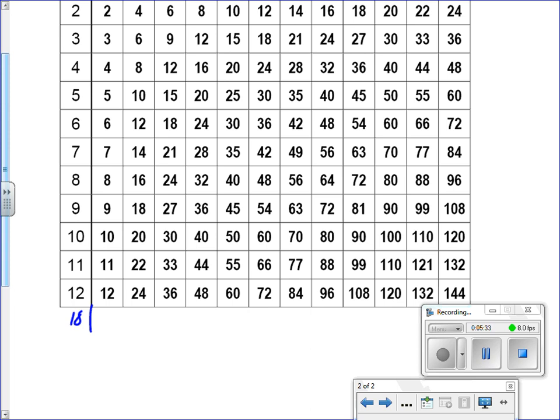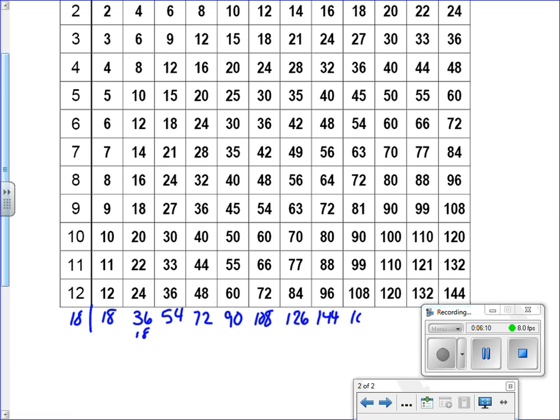I'm going to put 18 times 1 is 18. That's easy. And I added 18 and I got 36. And then I added another 18 and I got 54. And I added another 18 and I got 72. And then I added another 18 and I got 90. And I added another 18 and I got 108. And another 18, 126. And if you want to check my math, please pause and double check it.